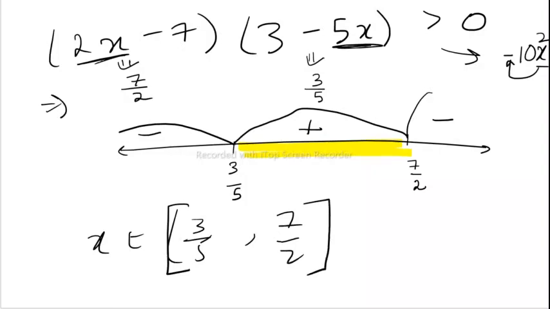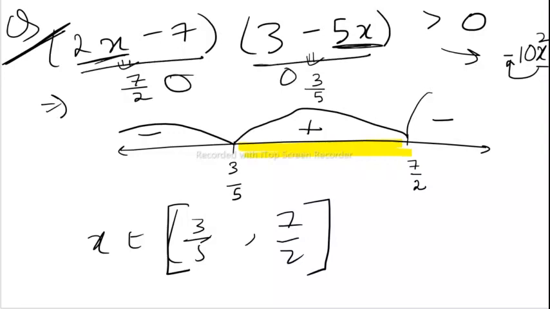Now notice I have put open brackets here because this is strictly more than 0. There is no denominator here. This is a separate question. Everything is in the numerator, so the whole value can also be 0. Had this been in the denominator, then we wouldn't have considered 3 by 5, because then the denominator would have been 0.